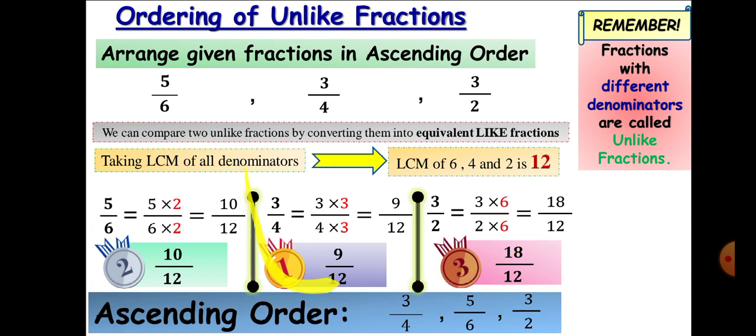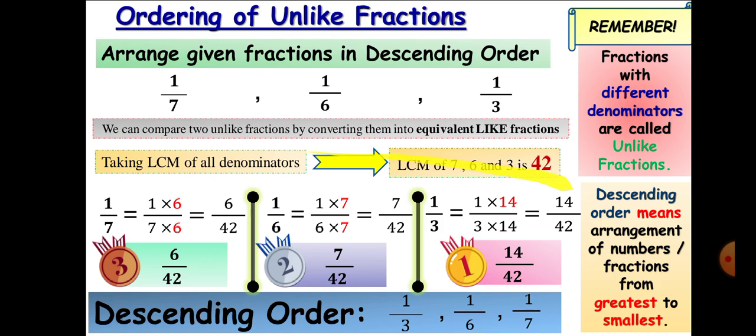you're going to get 10 over 12. 3 over 4, this fraction is going to be multiplied by 3, you're going to get 9 over 12. 3 over 2, you're going to multiply this fraction by 6, you're going to get 18 over 12. Now finally the denominators are the same, so I get to know that first is 9 over 12, then 10 over 12, then 18 over 12. That basically indicates that first of all 3 over 4, then 5 over 6, and then 3 over 2.